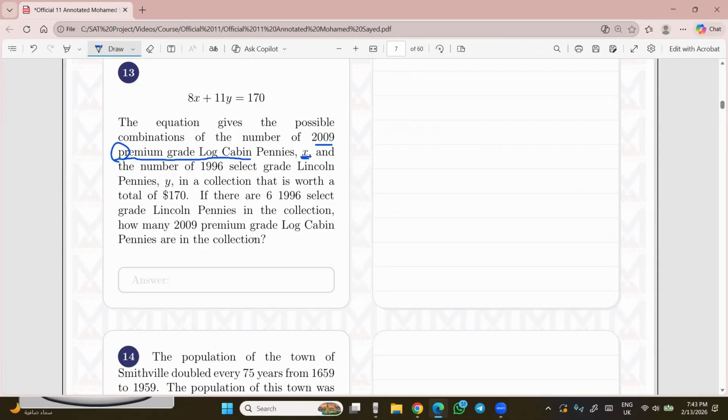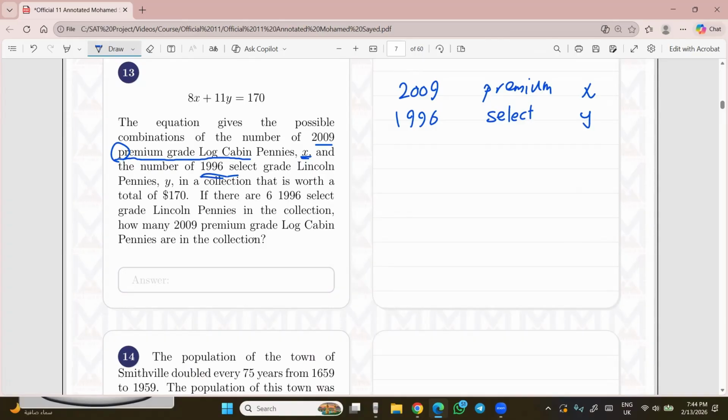Let's say premium. Let's name it P. So 2009 can be named as P, premium. And the second one, X here, is named as X. So you can just name it X, not P. It's okay. The 2009 or the premium is named as X. And then 1996 select grade Lincoln pennies is symbolized by Y.